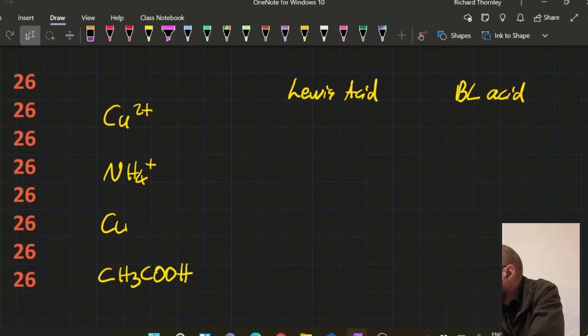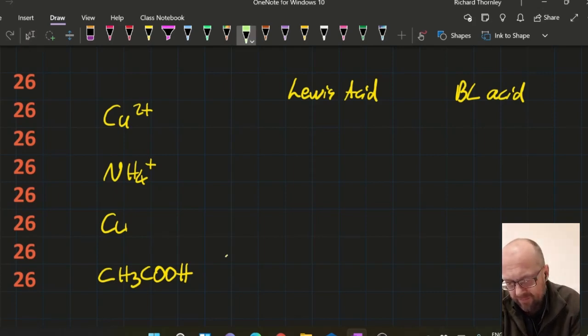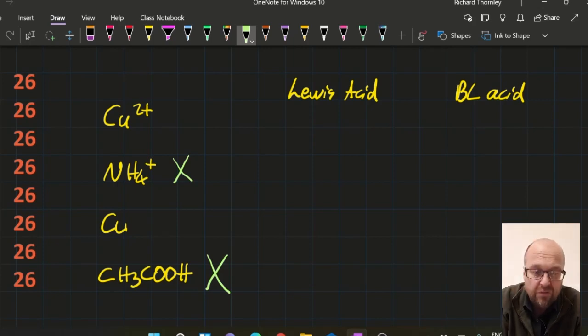26. What's a Lewis acid but not a Bronsted-Lowry acid? Okay, Bronsted-Lowry acids give away an H+. So it's got to be a Lewis but not a Bronsted-Lowry acid. So this one's wrong. That's a Bronsted-Lowry acid. That can give away an H+. This one's wrong because it could give away an H+, I suppose, couldn't it? It's got an H+ kind of tagged on the end. So I'm left with copper and copper 2+.